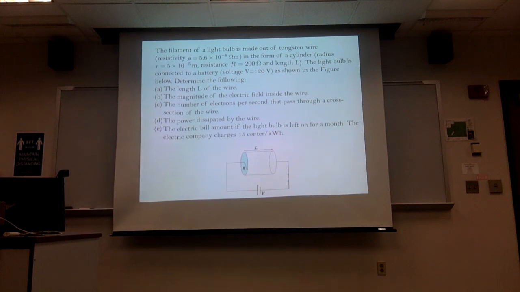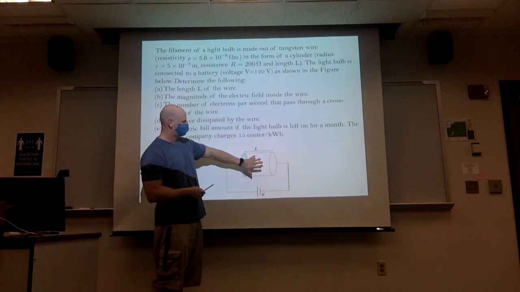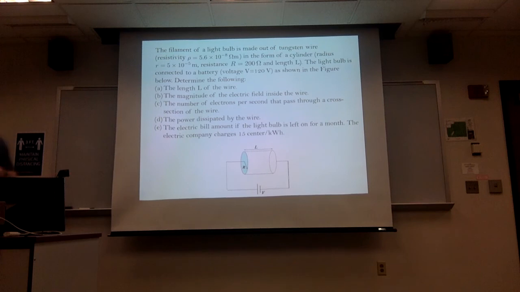Part D then, I want to know what is the power which is being dissipated. So now I know the current. I know the potential, so in this case, I can find the power which is being lost. Or I know the potential, I also know the resistance, so I can use that one as well, which is V squared over R, probably the easier way to actually do it.